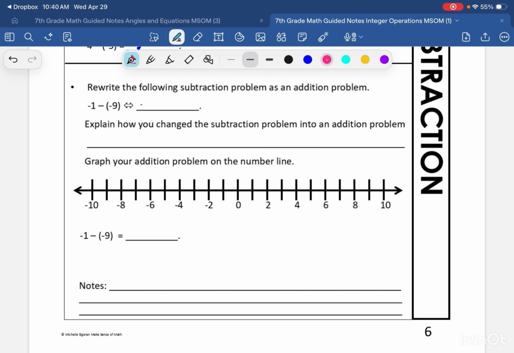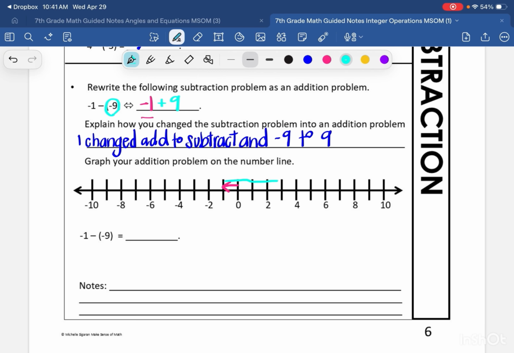So I have -1, and I'm going to change it to addition, and I'm doing the additive inverse of -9, or the opposite, so it's going to be 9. Explain how you change the subtraction problem into an addition problem. Well, I changed the subtract to add, and I changed -9 to its additive inverse or opposite of 9. Graph your addition problem on the number line. So I have -1, and I'm joining that with positive 9, so to the right. 1, 2, 3, 4, 5, 6, 7, 8, 9. And I land on 8. So -1 minus a -9 is 8, which is the same as -1 plus 9.